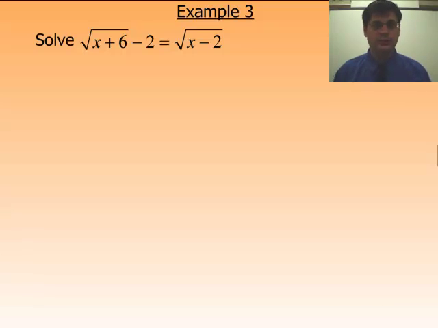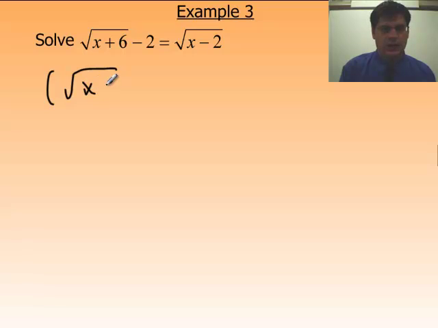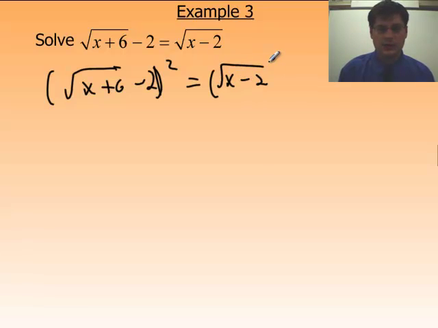In our third example, we have a radical on both sides of the equation. So here's how we handle that. We'll start off by getting rid of the radicals, or trying to, by squaring both sides. So I'll have the square root of x plus 6 minus 2 squared equals the square root of x minus 2 squared.